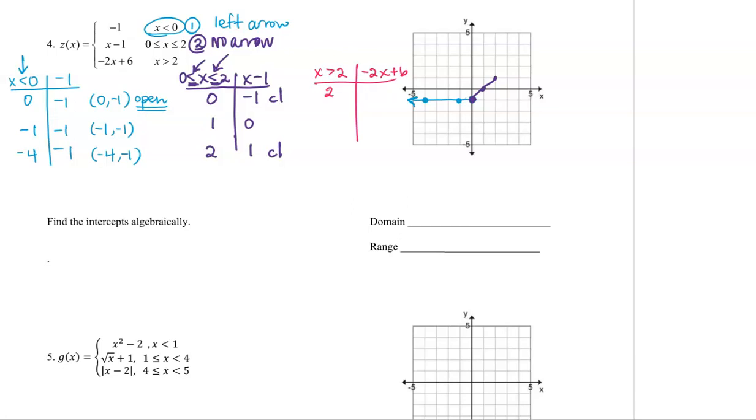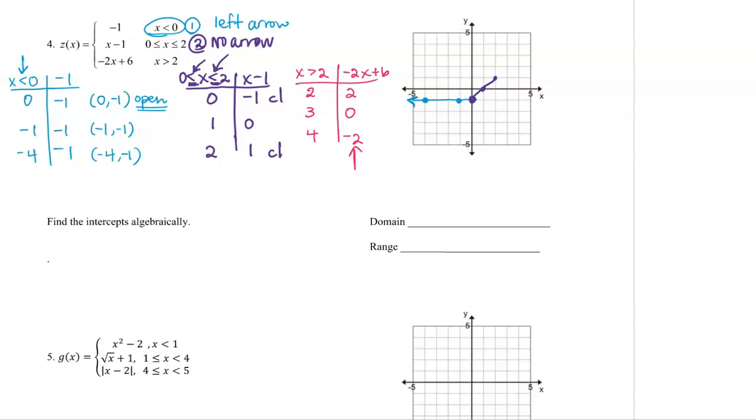We will first plug in 2. Even though 2 is not included in that piece, we need to make sure that we plug 2 in first. And then I'll choose 2 more x values that are greater than 2, like 3 and 4. When we plug in 2, we get out -4 plus 6, which is 2. When we plug in 3, we get out 0. And when we plug in 4, we get out -2.